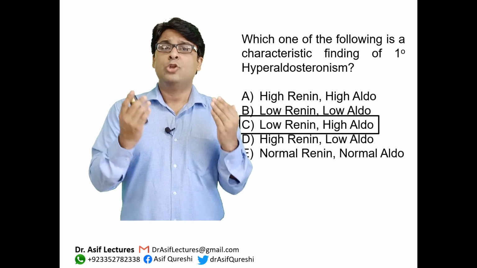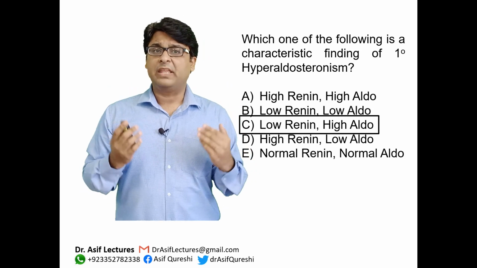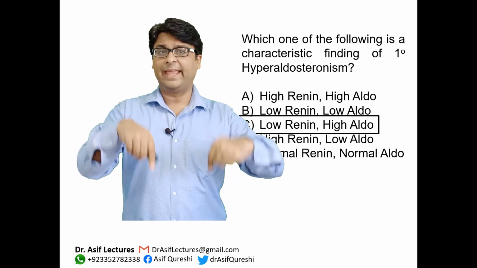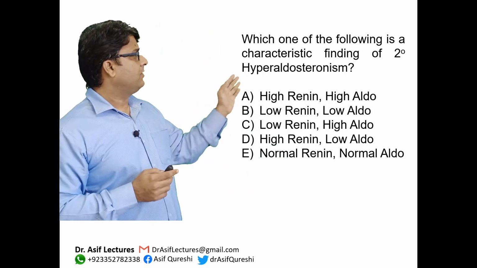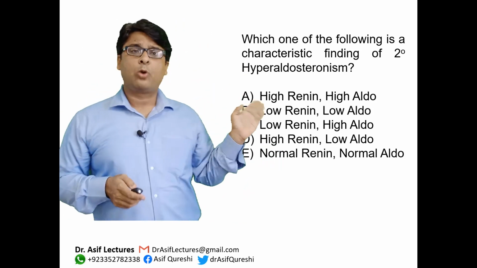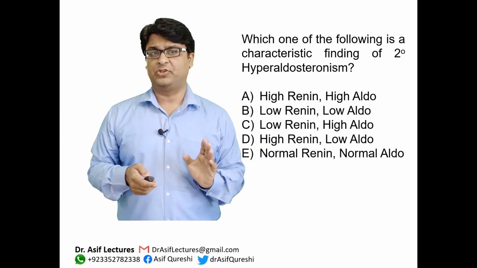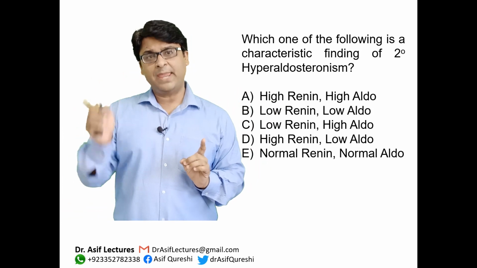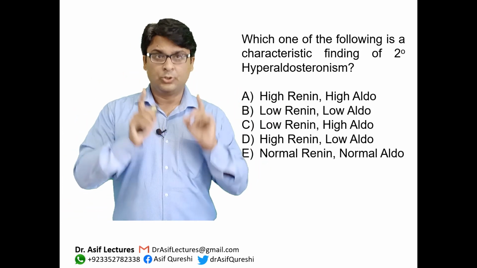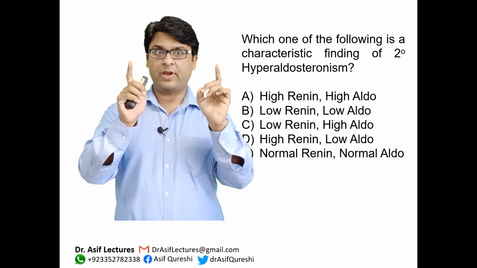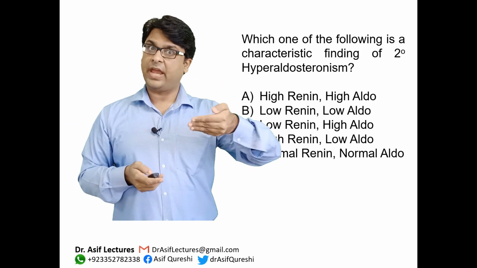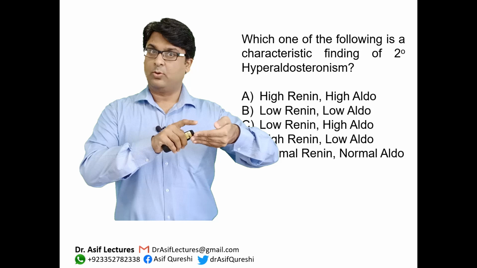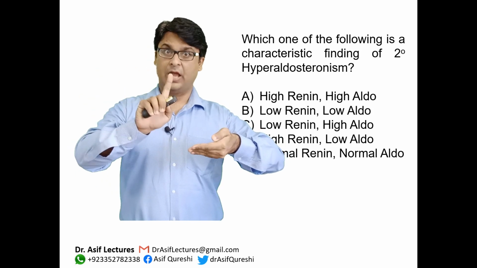I'm again saying, to master the adrenal glands, please visit the video for which I've given the link in the description. Okay, the next question, pretty similar one. Now it is asking which one of the following is the characteristic feature, not for primary, but secondary hyperaldosteronism. So aldosterone levels will be high, but now this is secondary, which means the renin levels will also be high.